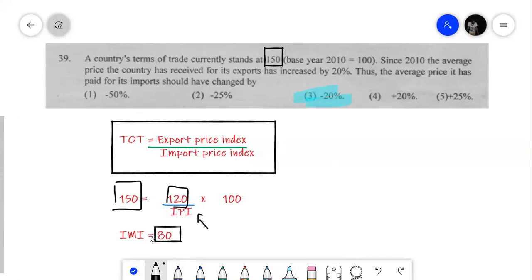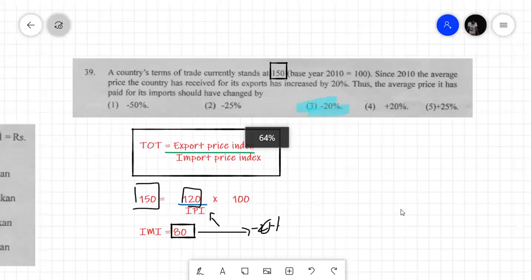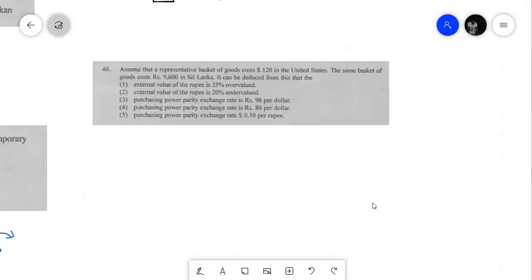So what does that mean? That means in the base year, export price index and import price index are the same, because it's 100. TOT is 100 in the base year. So obviously, if TOT is 100, export price index and import price index also have to be 100. So in that context, if your import price index is 80, it has fallen by how much? It has fallen by 20%. So simple thing. That's 39. Right. Done.